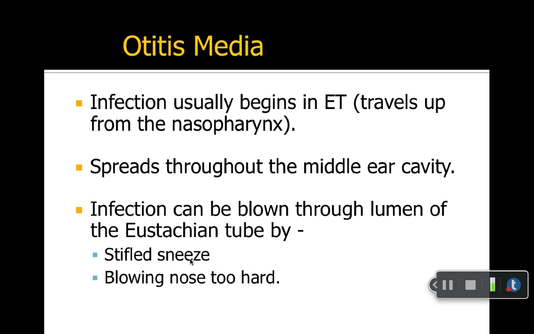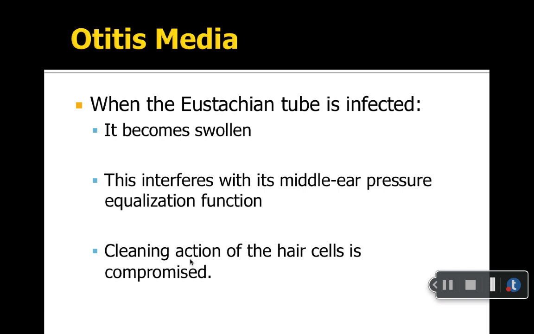Like I said, the infection will begin in the eustachian tube and travel up the narrow pharynx. It can spread throughout the middle ear cavity. It can be blown by a stifled sneeze or blowing your nose too hard. So you don't want to stifle sneezes and you don't want to blow your nose too hard.